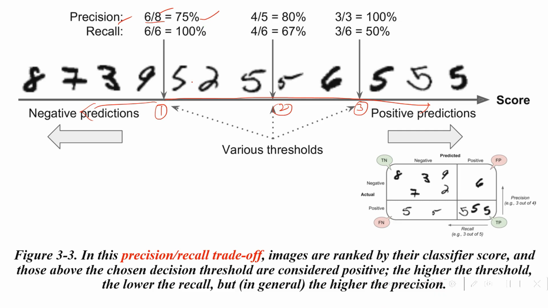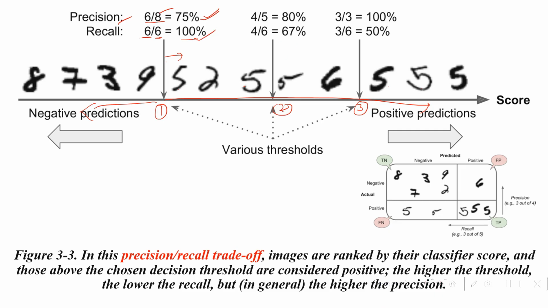Recall means the total number of positive elements. The positive class elements are 1, 2, 3, 4, 5, 6. All the positive class elements are on the right side of this threshold. That means the total number of positive elements classified as positive class based on our threshold value is 6 by 6, that is 100%. So initially the precision is a very low value, and recall is a very high value.